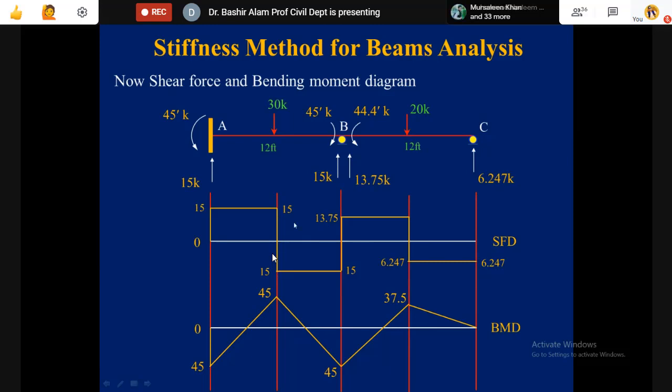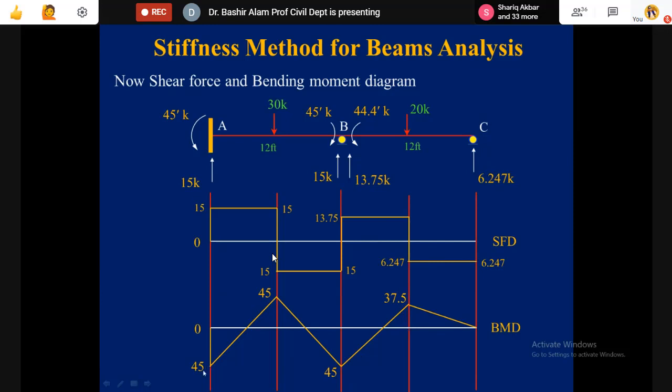15, it is the same 15. 13, it is a little bit less than this 15.6 points, so it is almost half of this value. Similarly here, 45, 45, 45, the same scale you see. 37, it is a little bit lower than this 45.